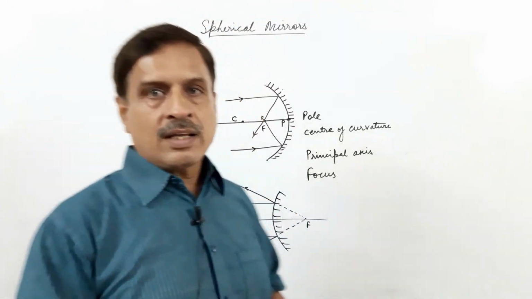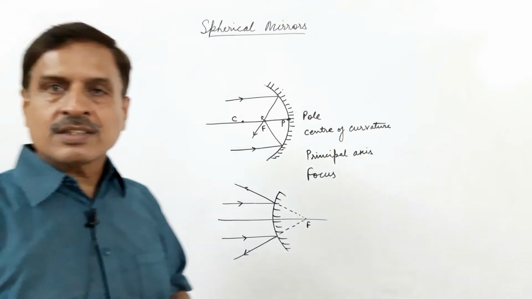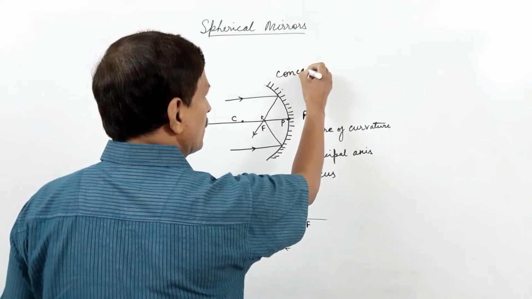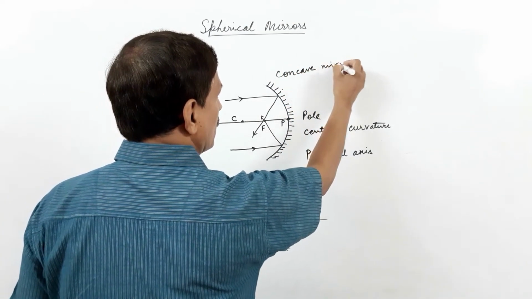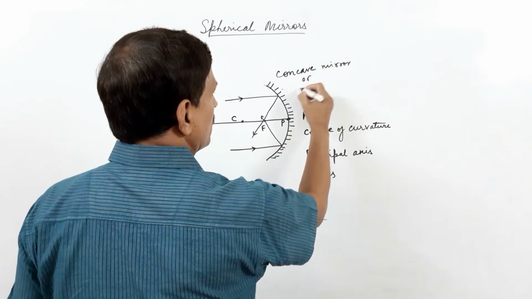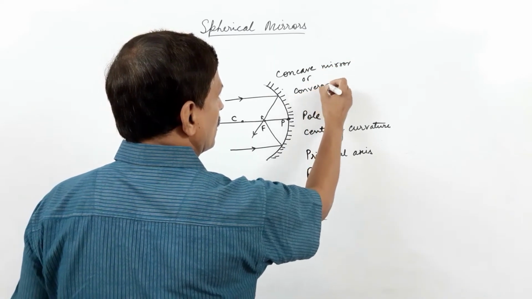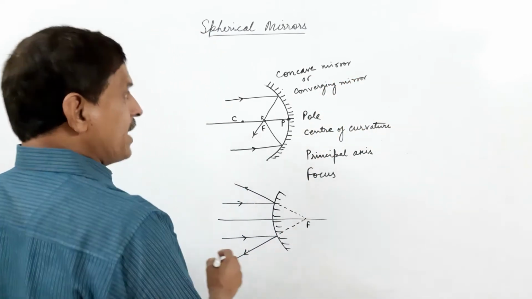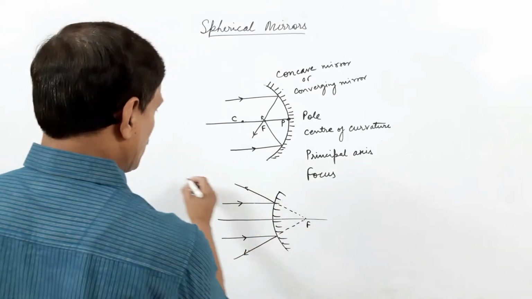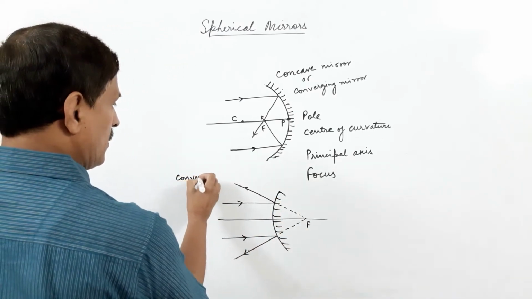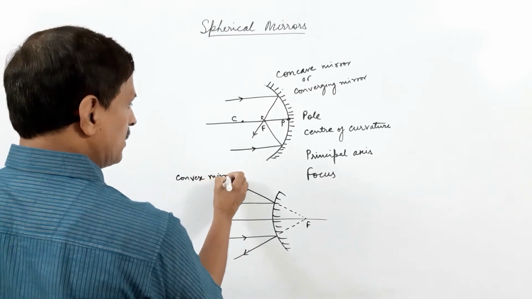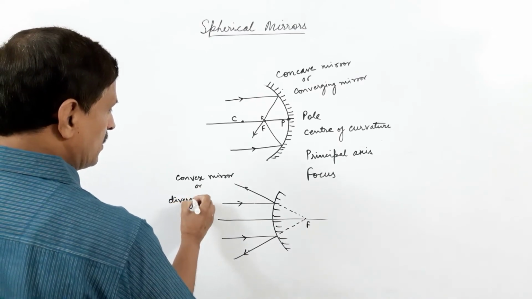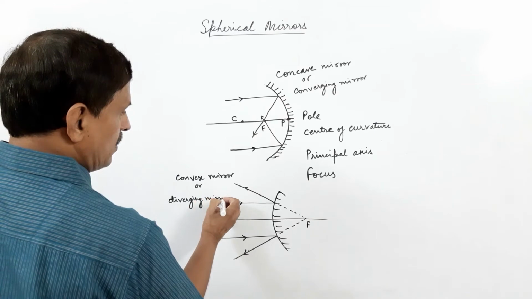Thus we can say there are two types of mirrors: the concave mirror, which is also called the converging mirror, and the convex mirror, or the diverging mirror.